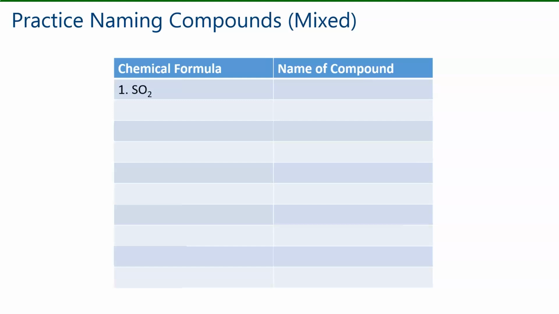So our first chemical formula is SO2. Remember, you're going to do a couple of things before you even write the name of the compound. You're going to look at this and say, is this ionic or molecular? You know it's ionic if it starts with a metal. You know it's molecular if it starts with a nonmetal. So we have a molecular compound here because it starts with a nonmetal. Then you're going to remember your rules for naming molecular compounds. You need to use your prefixes. And the name of this compound is sulfur dioxide.